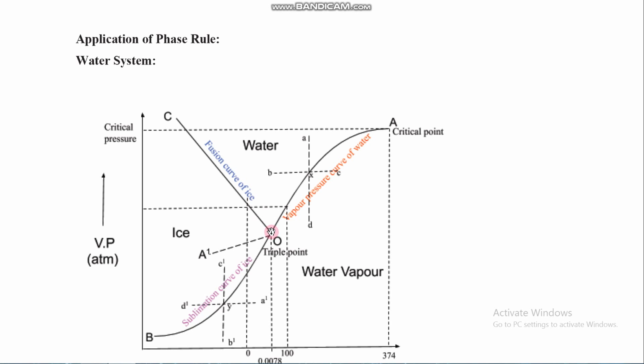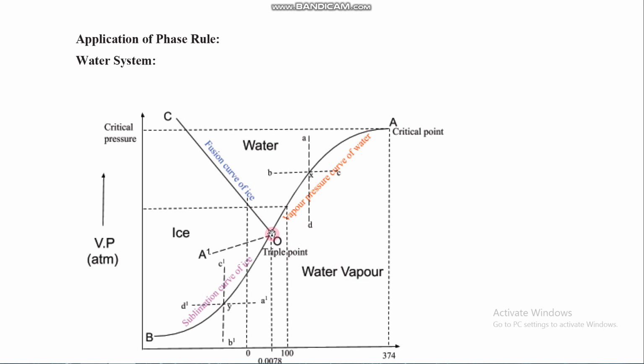So all three phases are in equilibrium. Ice is in equilibrium with liquid water, and this liquid water is in equilibrium with vapor water. When we apply the degree of freedom, F is equal to C minus P plus 2. Composition is the same, water only, but phases are different: one is solid, one is liquid, another one is vapor. So here we get 0. This is the triple point.